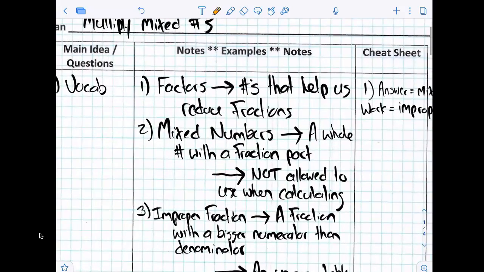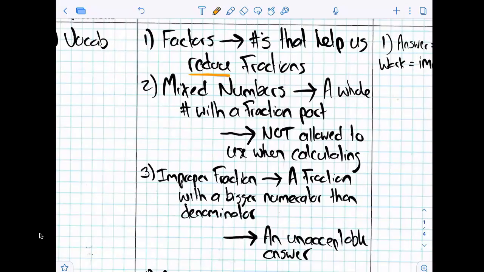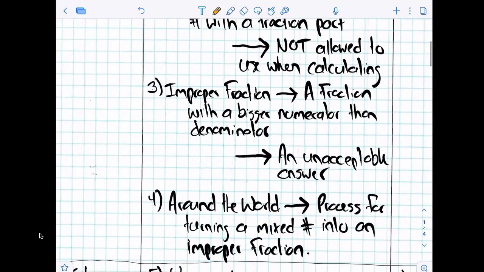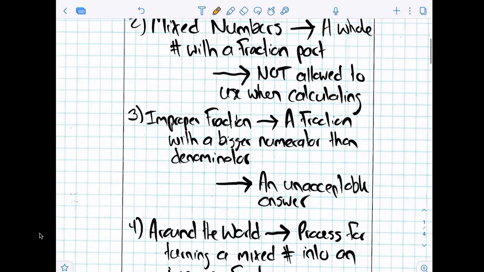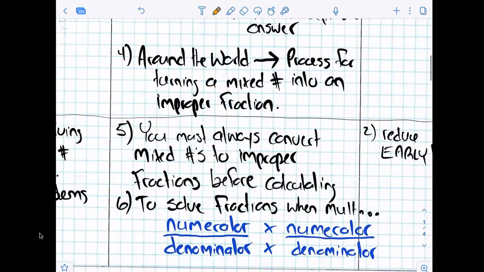Factors. Factors are numbers that help us do what? Reduce fractions. All right, mixed numbers. Can you calculate with mixed numbers? No. Can you calculate with improper fractions? Yes. Can your answer be an improper fraction? No. Can your answer be a mixed number? Yes. And we know around the world.